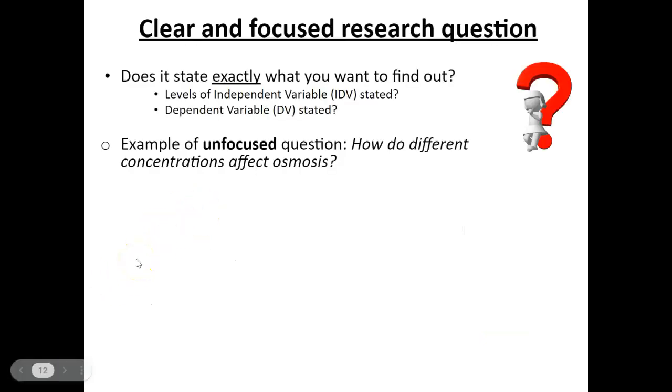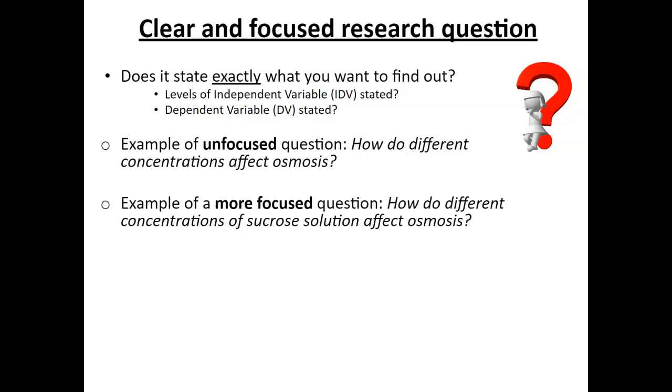It's important that you have a clear and focused research question. Your research question must include your independent variable plus all the levels and your dependent variable. What are you directly measuring? And so here's an example of an unfocused question. How do different concentrations affect osmosis? I know very little about what their experiment is about. Concentrations of what? Like, are they using salt concentrations, sucrose concentrations? I'm not sure. Right? Are they using dialysis tubing, like effective osmosis on what? I just don't know based on this particular research question. It's very unfocused.